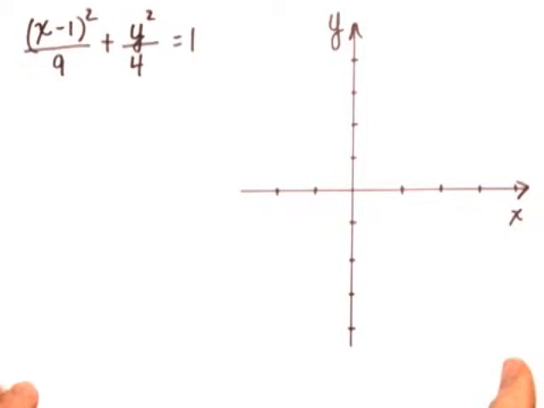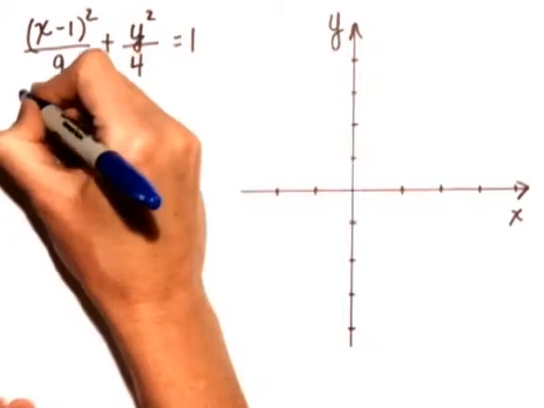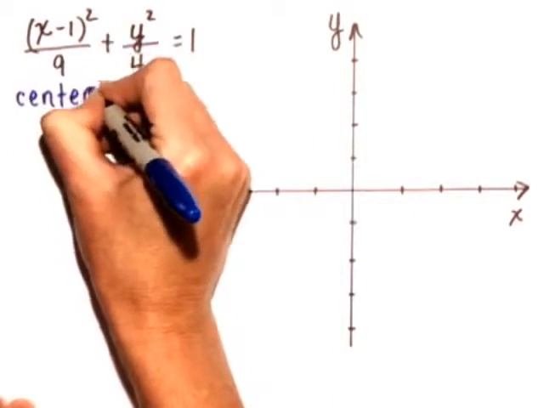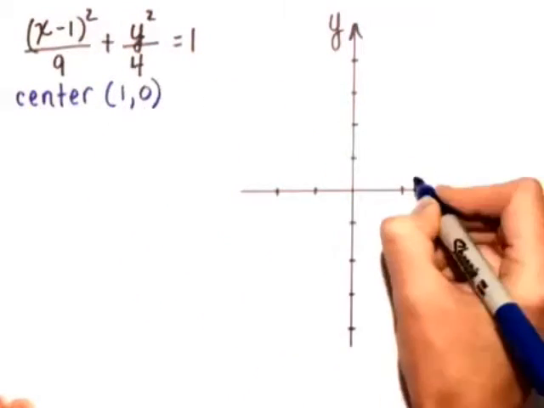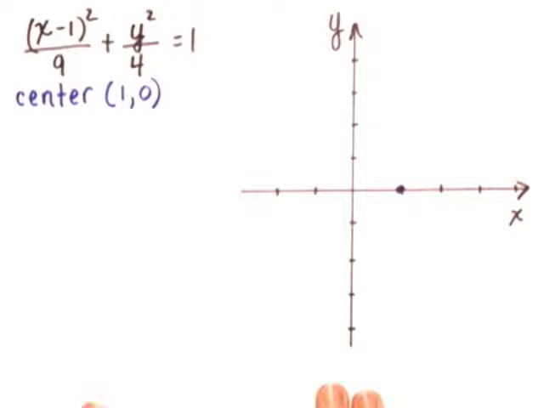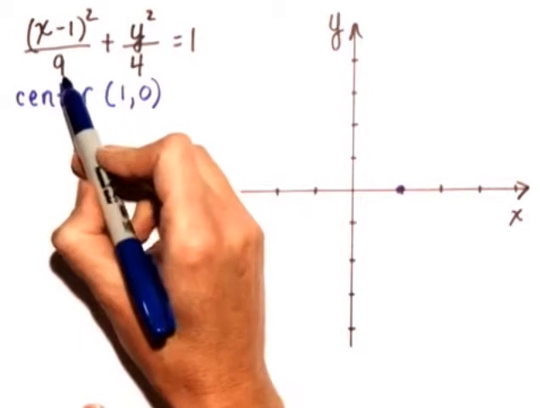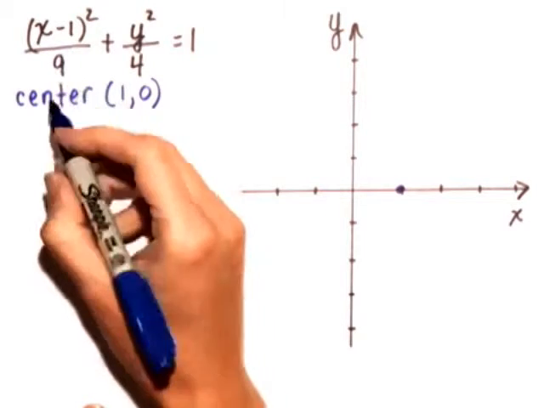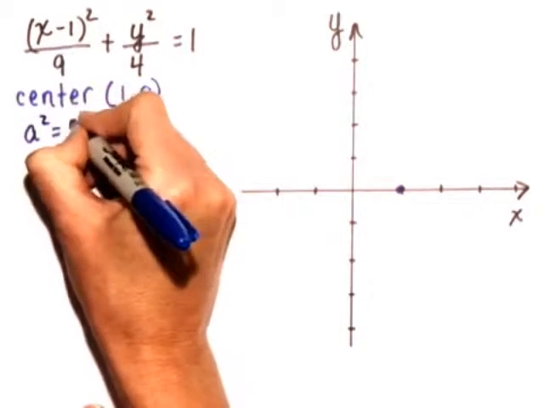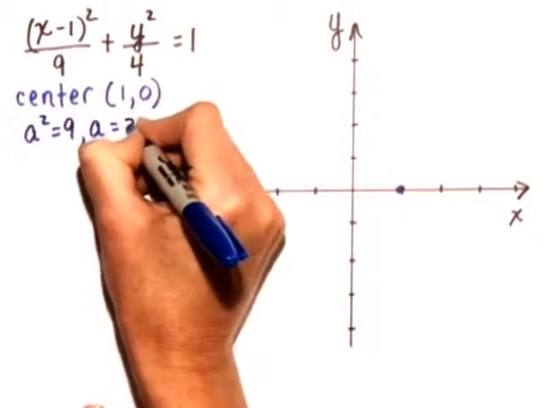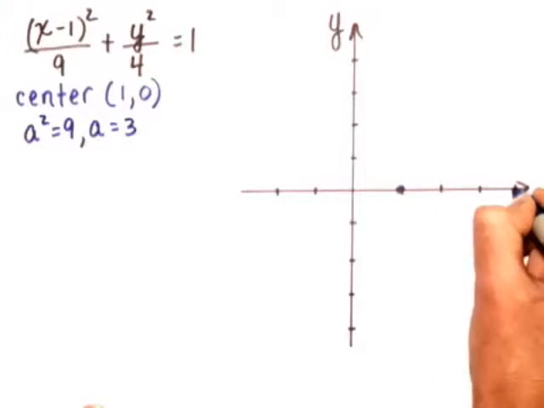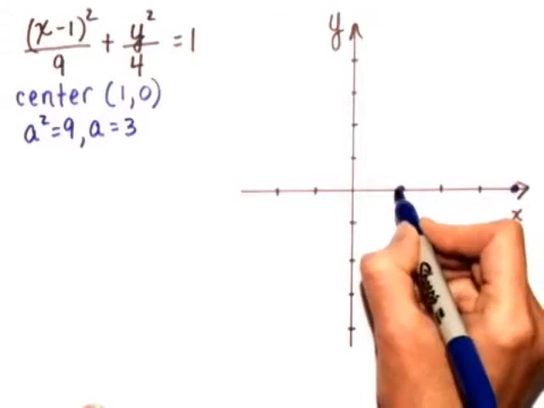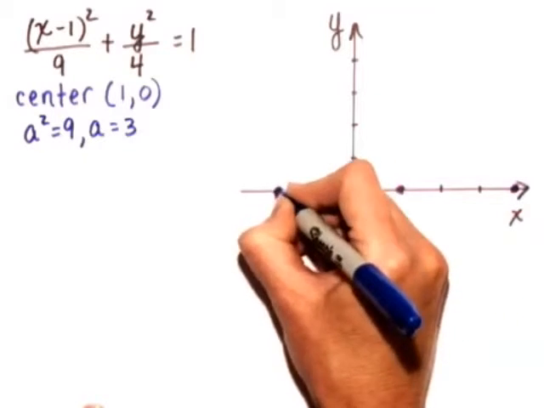So here's the equation. It's already written in standard form. We can see that our center for this ellipse is going to be at h comma k. In this case, it's 1 comma 0. So here's my center. I see that a squared is the larger number and it's under the x squared term. So in this case, a squared is equal to 9, so a is equal to 3. So from my center of 1, 0, I'll go 3 units to the right, and that's my first vertex, and then I'll go 3 units to the left, and that's my second vertex.